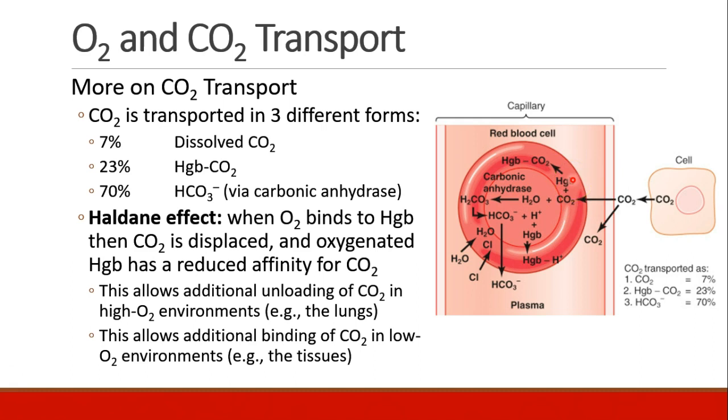Focusing back on hemoglobin, the Haldane effect states that when oxygen binds to hemoglobin, then CO2 is displaced. So oxygenated hemoglobin has a reduced affinity for CO2. Why is this important? Because it means that you can unload additional CO2 in a high oxygen environment, and that's perfect because the lungs are a high oxygen environment. That's exactly where we want to unload CO2 so it can be blown out of the body. But in low oxygen environments, like the tissues, the CO2 will bind with much more affinity. So it makes it a good CO2 magnet in the tissues, and it releases the CO2 in the lungs. That's the Haldane effect.